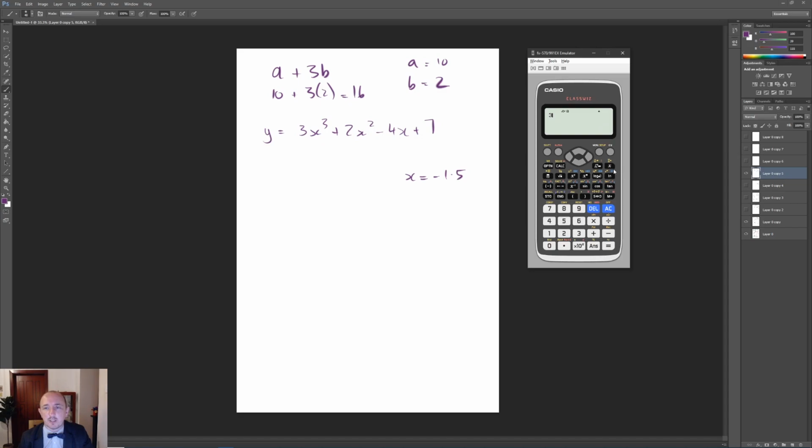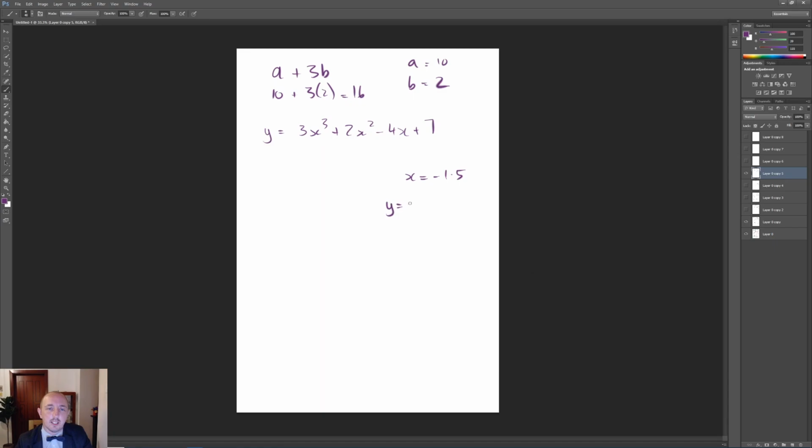So what we can do is 3x cubed plus 2x squared minus 4x plus 7, and press the calc button, and I want my x to be negative 1.5. I get an answer of 59 over 8, so 7.375. So my y value is 7.375. What I'm doing is 3 lots of minus 1.5 cubed plus 2 lots of minus 1.5 squared minus 4 lots of minus 1.5.